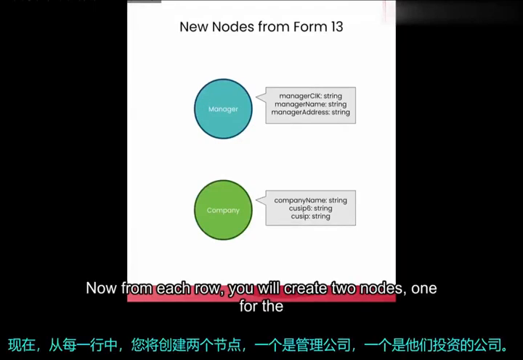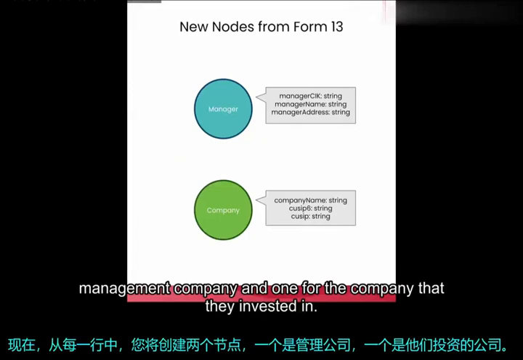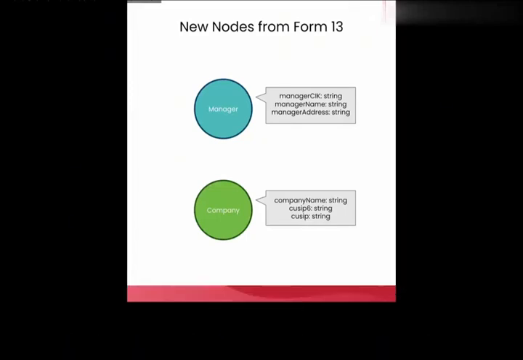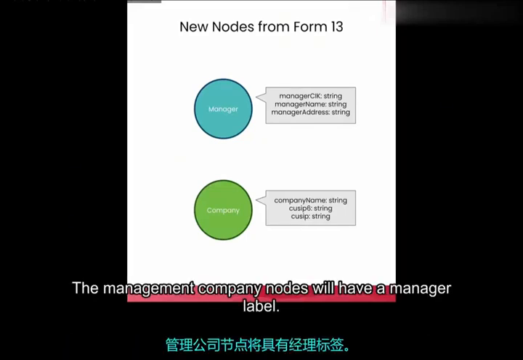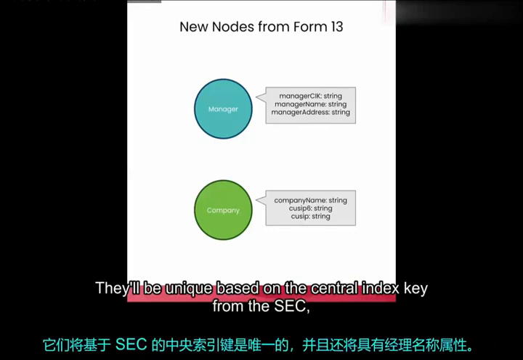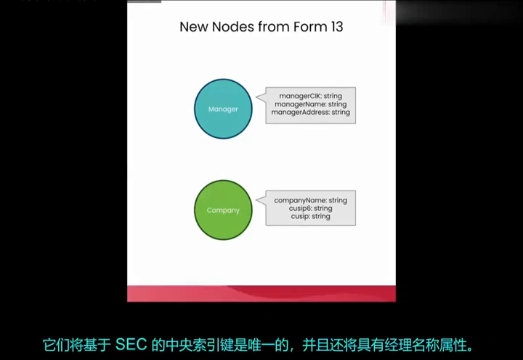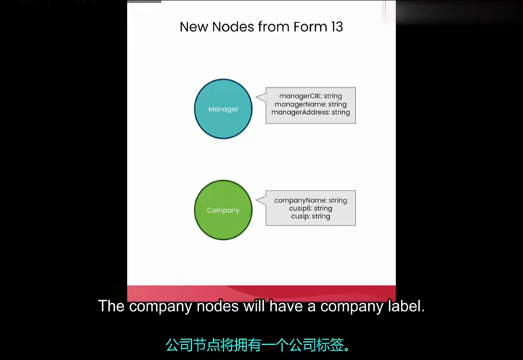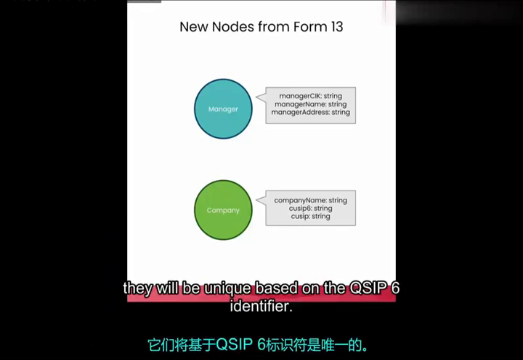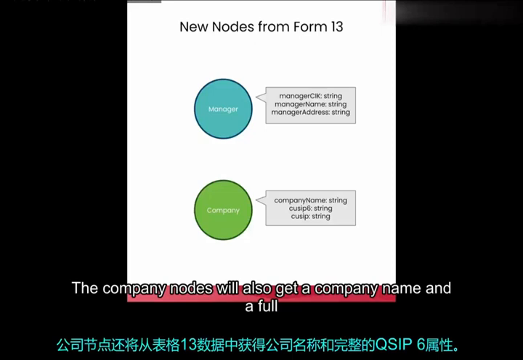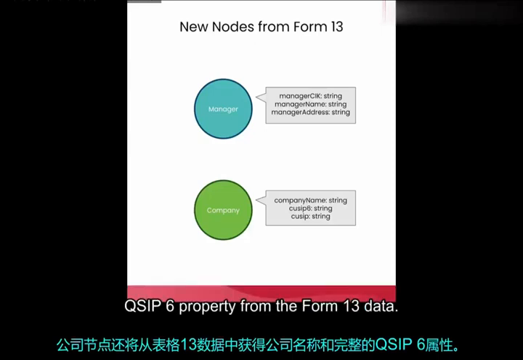Now from each row, you will create 2 nodes, one for the management company and one for the company that they invested in. The management company nodes will have a manager label. They'll be unique based on the central index key from the SEC, and they'll also have a manager name property. The company nodes will have a company label. They will be unique based on the CUSIP6 identifier. The company nodes will also get a company name and a full CUSIP property from the Form 13 data.